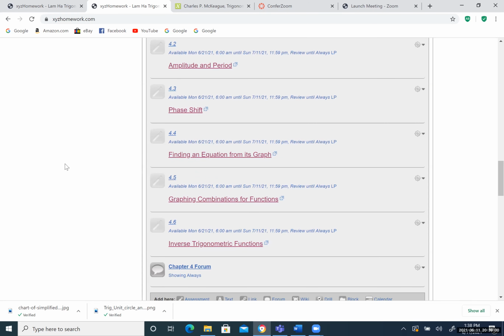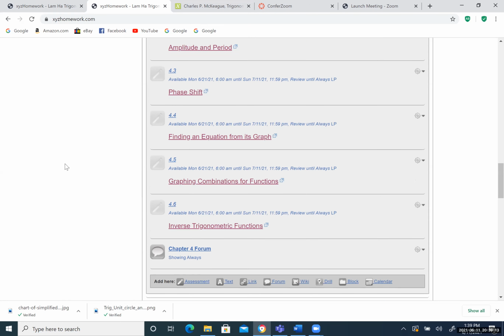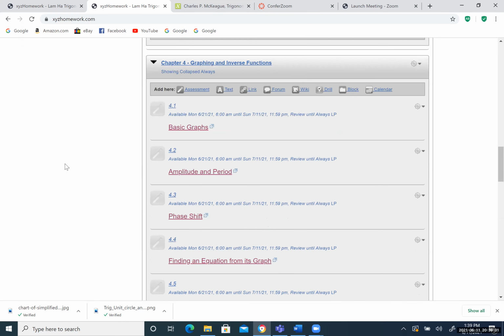And 4.4, finding an equation from its graph, which means you look at the graph given and then we learn how to write an equation. And graphing combination of functions. For this section, we combine a maximum of 2 functions, graph them, and then combine them together. And inverse functions will be 4.6. So now let's start.